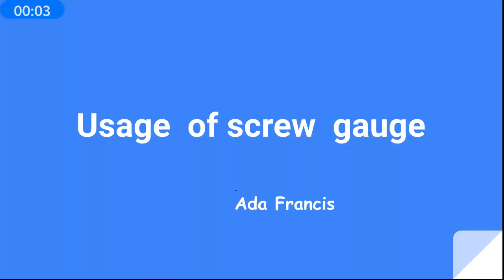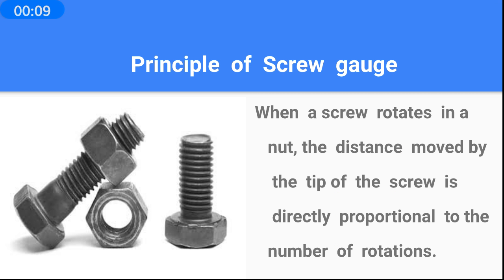Students, today we are going to learn about the usage of screw gauge. So first we learn about the principle of screw gauge. When a screw rotates in a nut, the distance moved by the tip of the screw is directly proportional to the number of rotations. Now you see the nut and you see the screw.